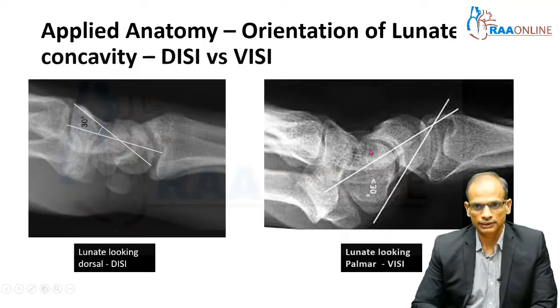Now if you come to the same picture on this side, you have the concavity of the lunate, which instead of looking straight is looking more towards the palmar side, or in other words, this is called a VISI.